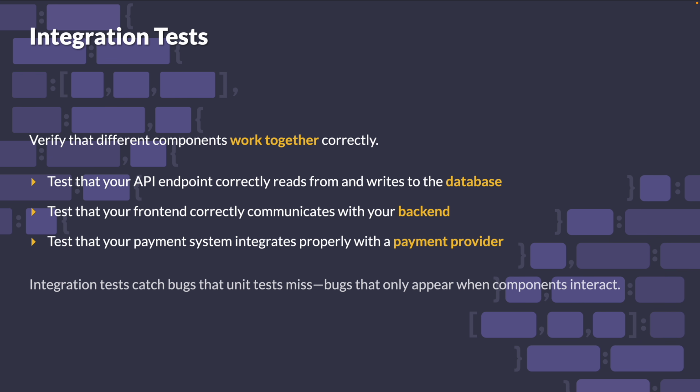Now, moving up the pyramid, integration tests verify that different components work together correctly. For example, an integration test might test that your API endpoint correctly reads from and writes to the database. Or maybe it may test that your front end correctly communicates with your back end. Or that your payment system integrates properly with a payment provider. Integration tests catch bugs that unit tests miss, bugs that only appear when components interact.